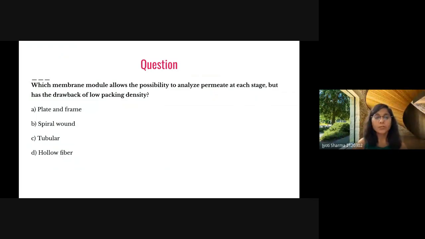Okay, so the next question is, which membrane module allows the possibility to analyze permeate at each stage but has the drawback of low packing density? Again, the question is on membrane module, and the advantage is that we can analyze the permeate at each step, what we are getting as output, but the drawback is it has low packing density.